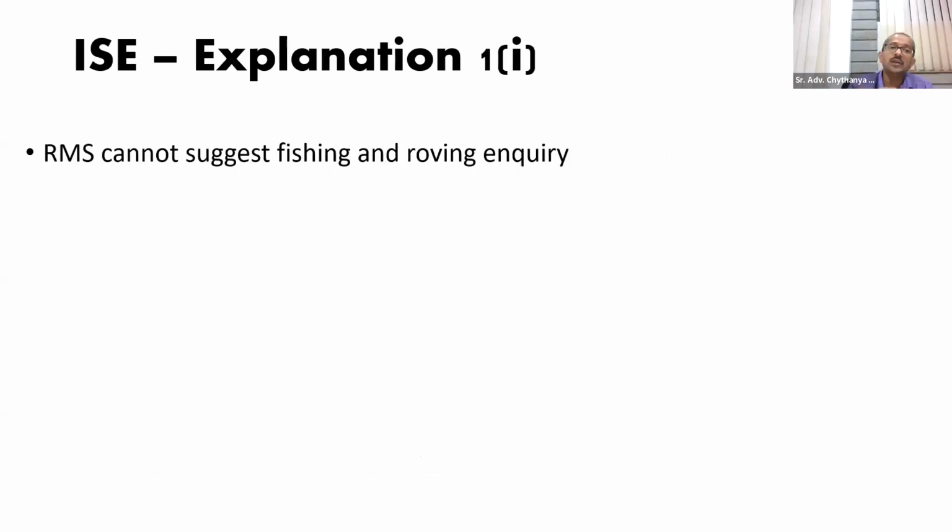Can the RMS suggest fishing and roving inquiry? As I said earlier, information cannot be vague, but information need not be foolproof. Because if you look at the language of 148A, clause (a), it will permit the assessing officer, with the previous approval of the specified authority, to carry out inquiry on the basis of information, which means it need not be foolproof. At the same time, it can't be too vague. So can a fishing and roving inquiry be done? They have permitted them to do it, provided they follow the procedure of prior approval of the specified authority in terms of 148A(a).